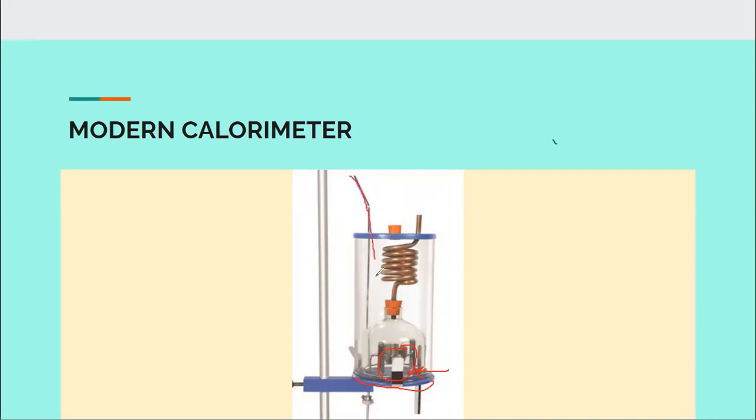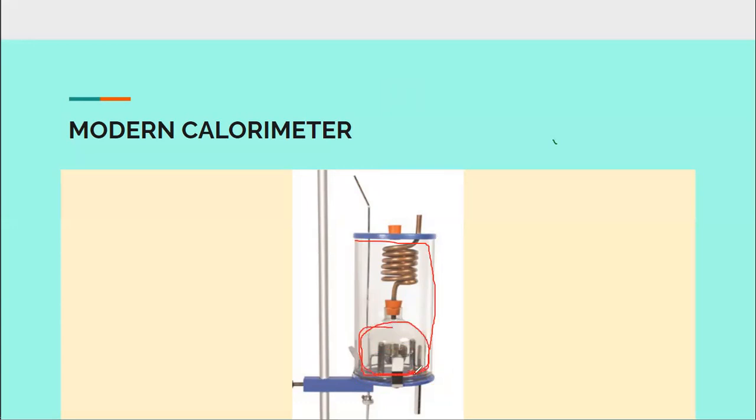Then you can see this is the automatic stirrer inside. You do not have to take the trouble of stirring it with the thermometer. Automatically it will move up and down, and the stirring will take place. And this entire container inside is filled up with water.